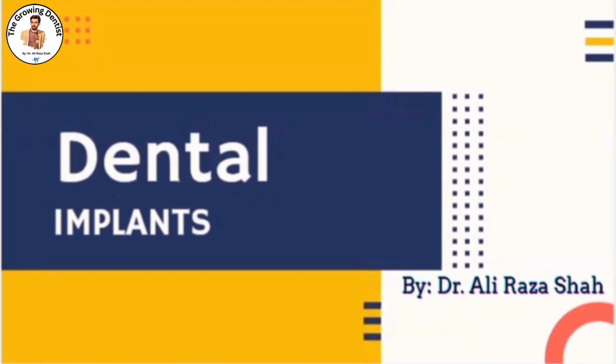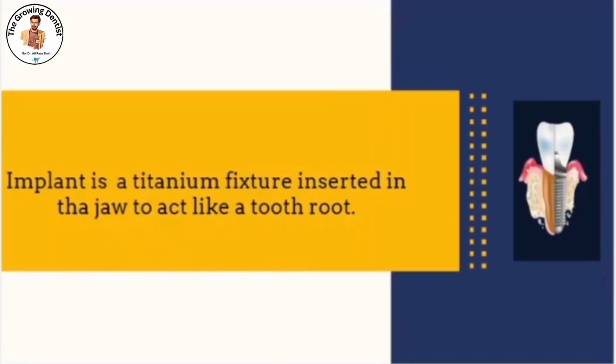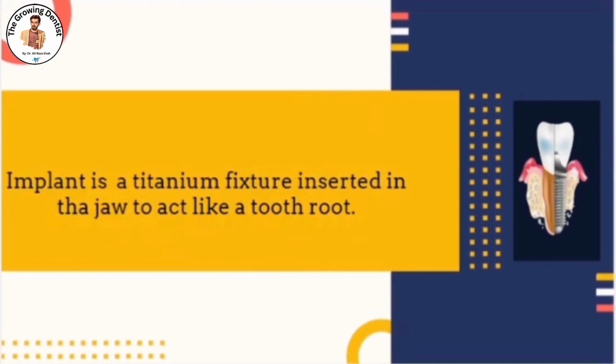The topic that will be discussed in this video is about dental implants. What are dental implants? A dental implant is a root replica, or a root form. This implant is a titanium fixture, which means the biocompatible material that is being used in it is titanium. This titanium fixture is inserted in the jaw to act like a tooth root. It anchors a restoration, such as a single crown, bridge, or denture. The final restoration looks, feels and functions like a natural tooth.